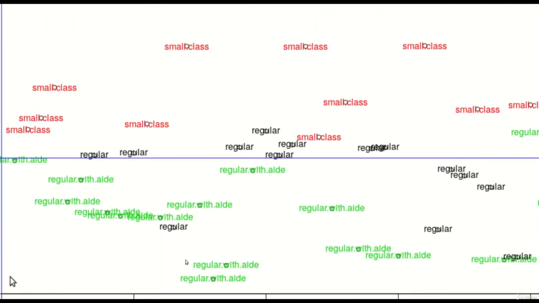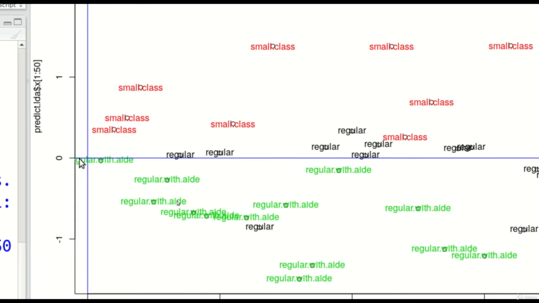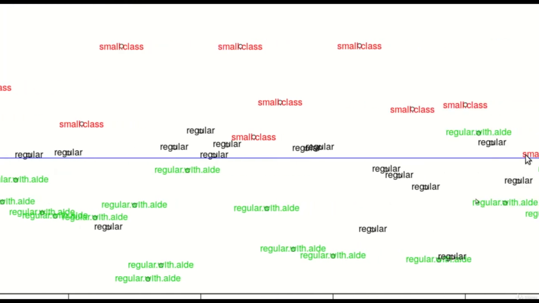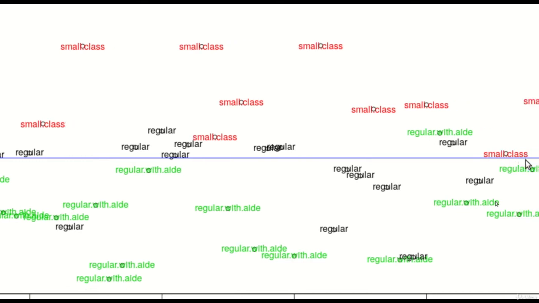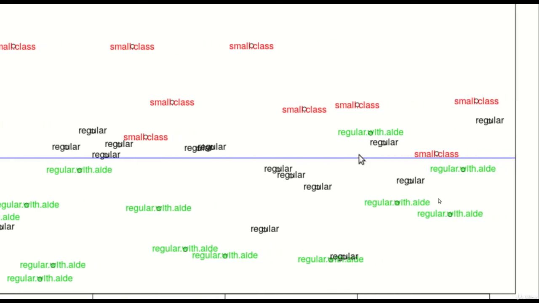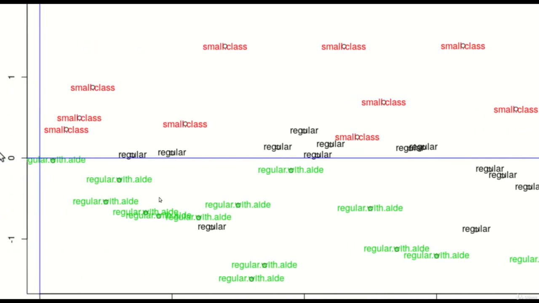So you can see right here that we have a clear blue line right here at 0. And you can see that it does a good job separating the green regular with aid from the red small class. So the first line here does a good job separating.